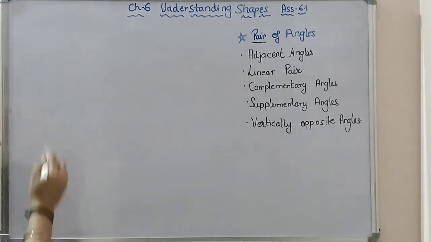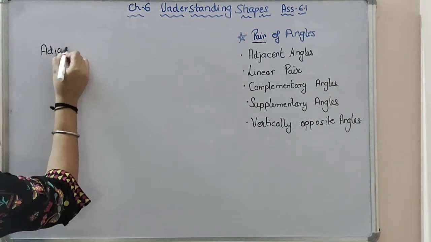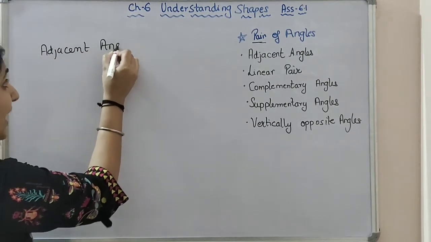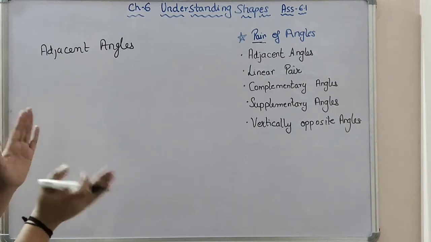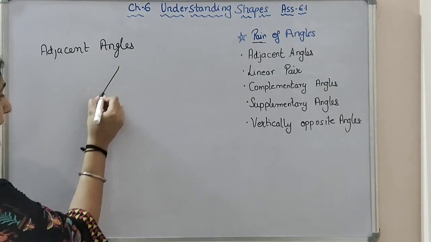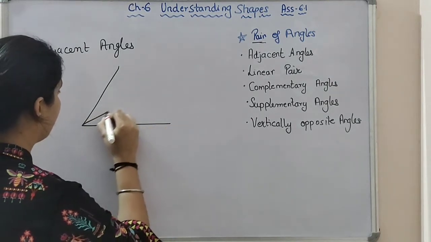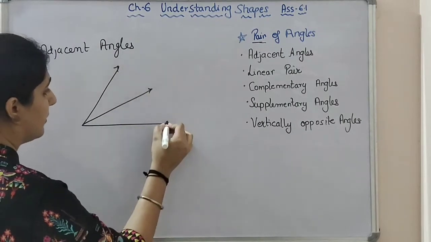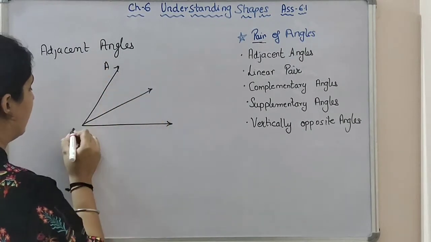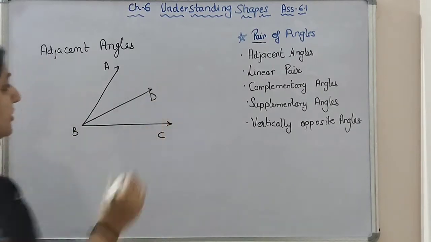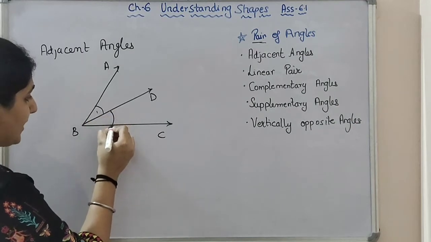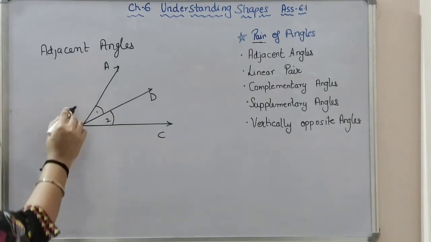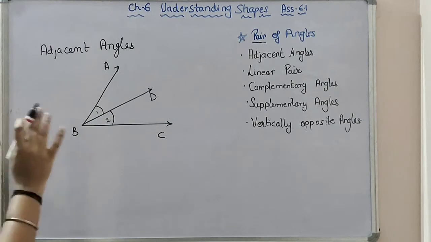First is adjacent angles. Now, what are adjacent angles? The angles which have a common vertex and a common arm between the other two arms. See, I am drawing a figure. See, now you can see the two angles are forming here. It is angle 1 and it is angle 2. Okay, both of these angles are known as a pair of angles.